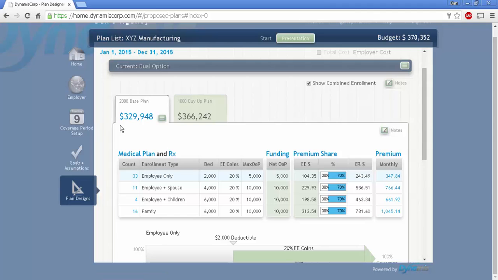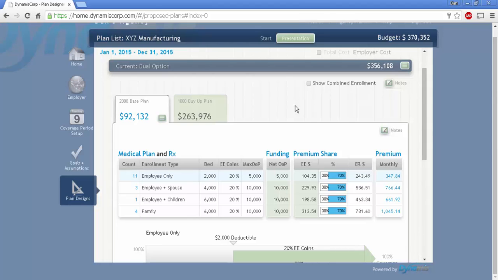All right, we know that if everybody takes the 2000 plan, where they'll be. We know if everyone takes the 1000, where they'll be. Where they fall in between that depends on how the enrollment splits between those plans. So when I come out of show combined enrollment and we get our enrollment back, now we're seeing our plan group costs based on that specific breakout. All right, so that idea of combined enrollment is going to be important as we go through.